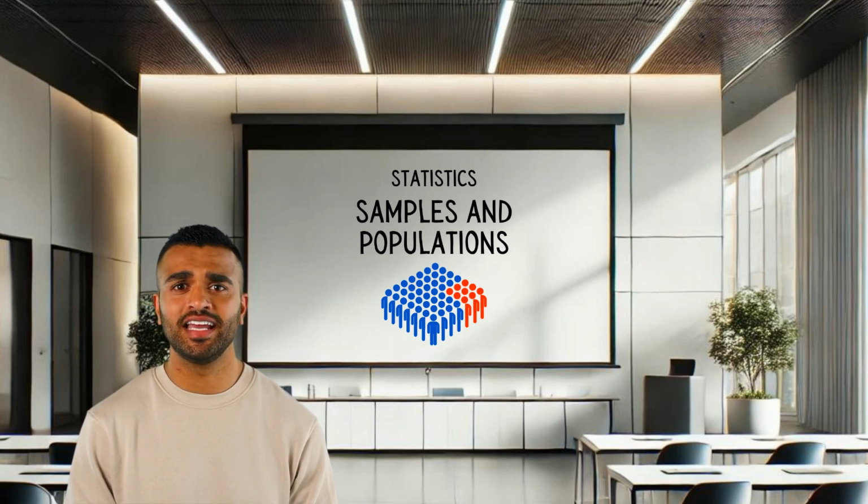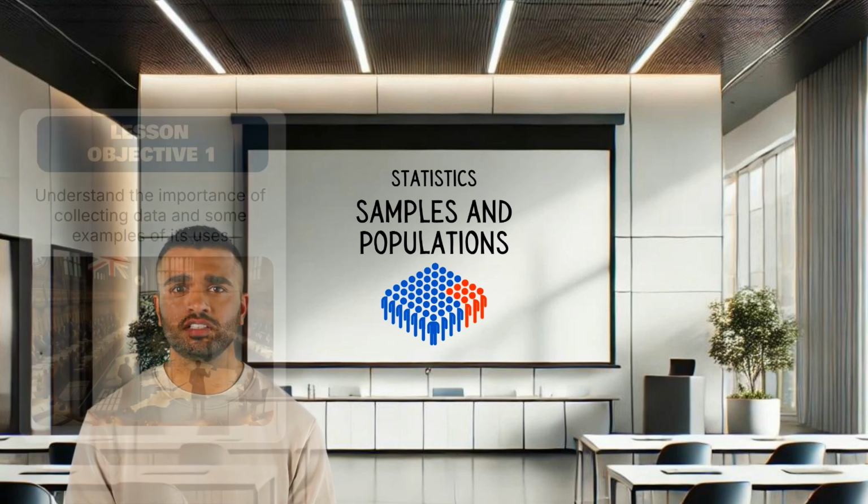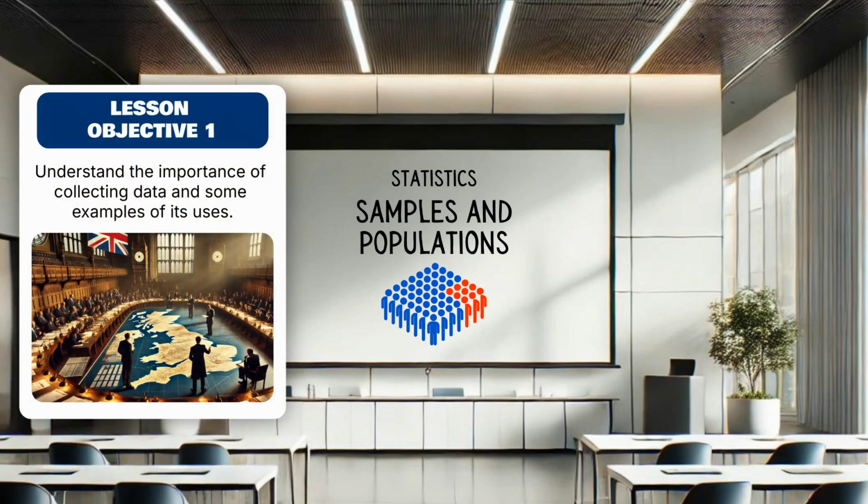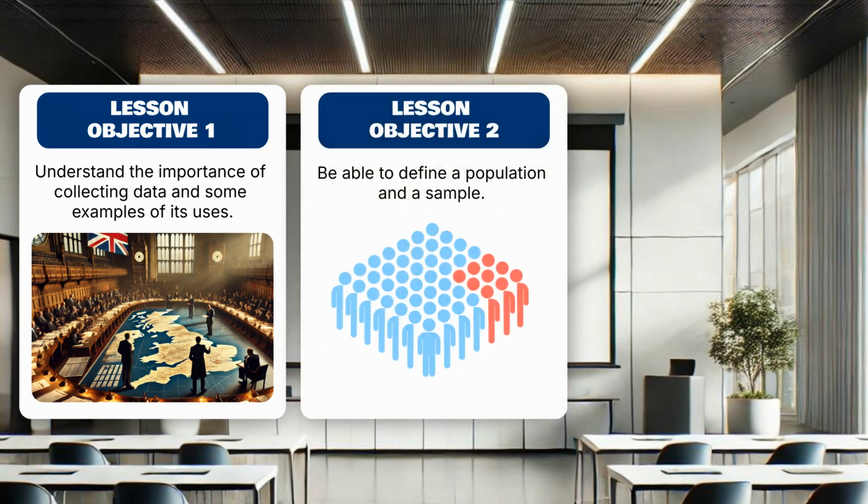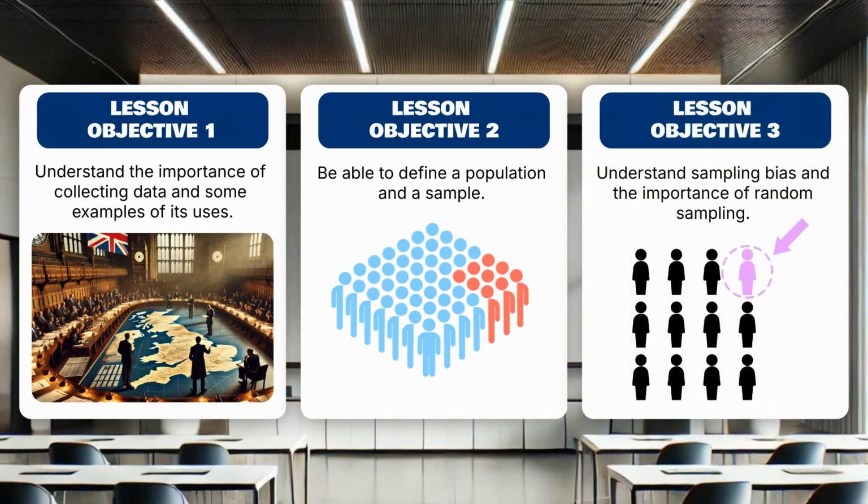The plan for today's lesson is as follows. First, we will explore what kinds of data we are interested in and why it's important. Next, we'll define some important terms. We'll start with understanding what populations and samples are. Finally, we'll talk about bias and how to avoid it. By the end of this lesson, you'll understand the importance of data collection, the role of populations and samples in statistics, and how to avoid biased data. Let's get started on this journey into the world of statistics.